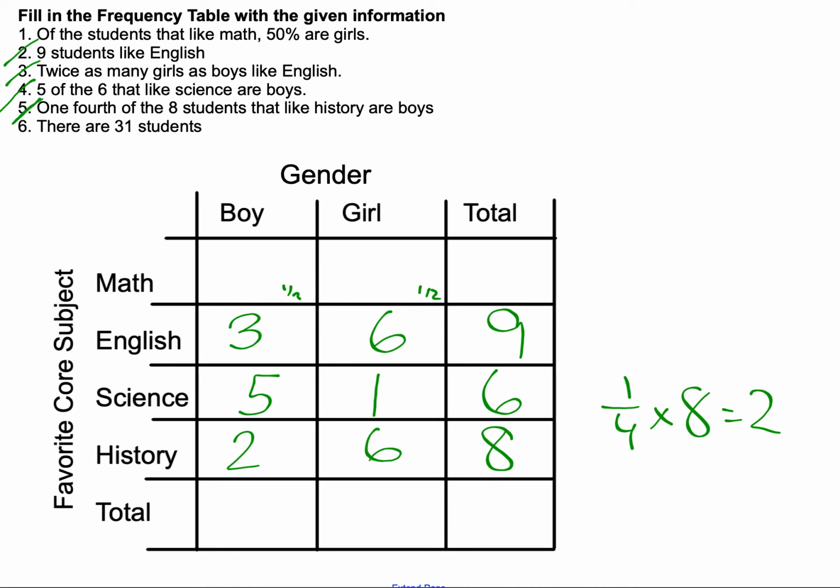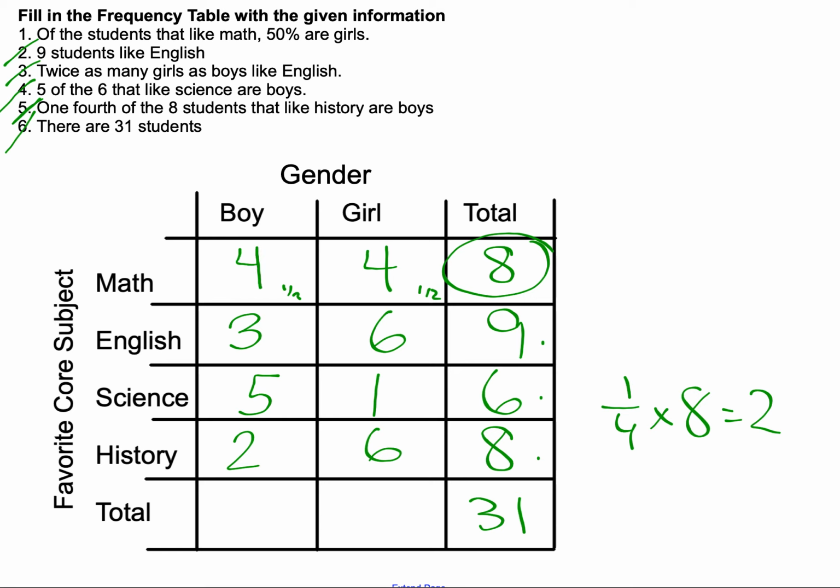There are 31 students. All right, that would fill in this number here. Of the students that like math, 50% are girls, so we'll have to use that one in just a moment. First, we need to do some figuring here. 31 is this number plus 9 plus 6 plus 8. Well, 9, 6, and 8 would add up to 23. So this is going to have to be 8 students that like math. And if it's half girl, half boy, they're 4 each.